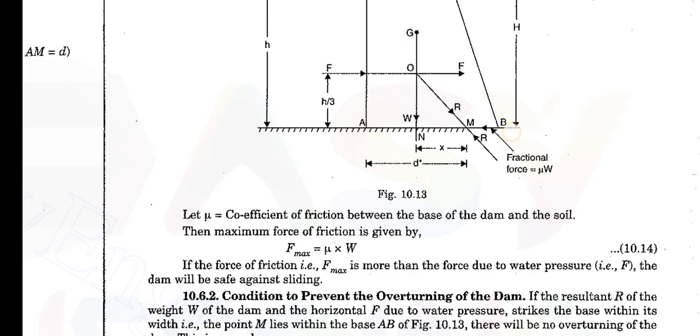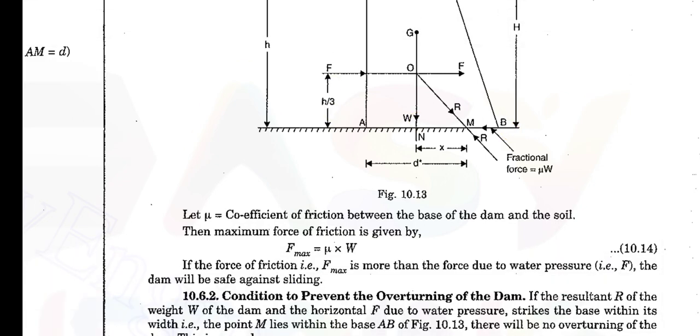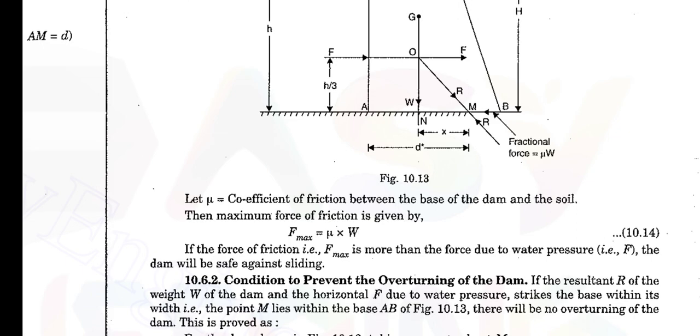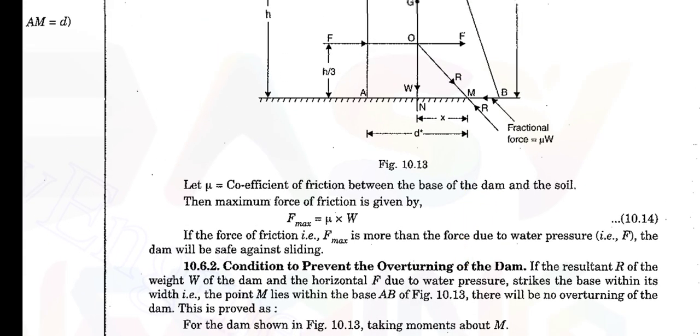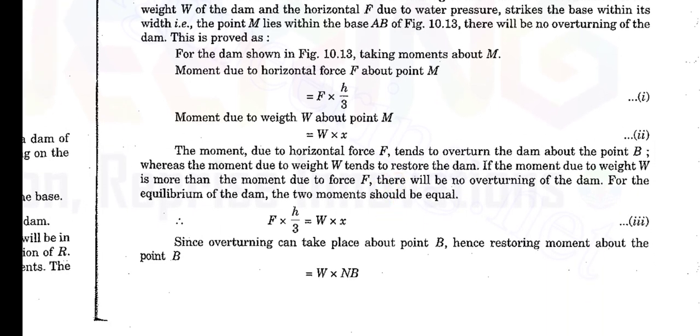So here you are going to take the moment, that is F into h by 3, and here W into x, where x is the eccentricity distance. So about the point B you are taking. W into x is going to be anti-clockwise, and F into h by 3 is going to be clockwise. These two must be equal for the critical condition.